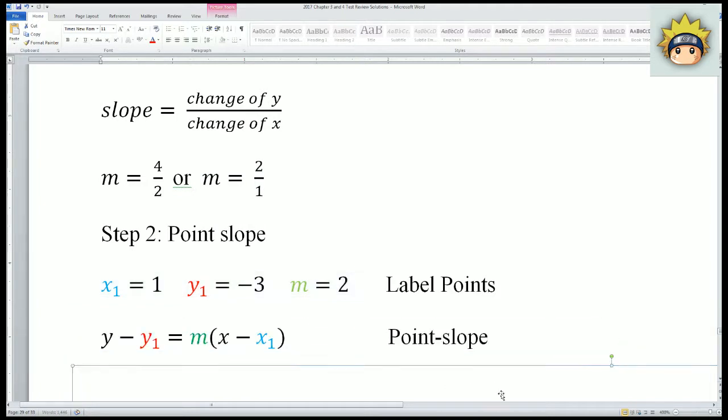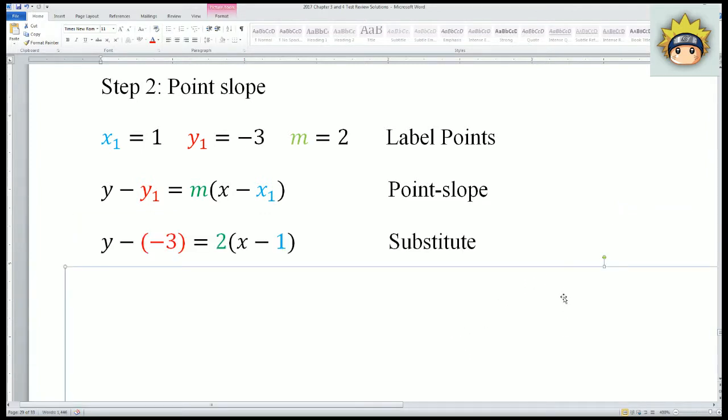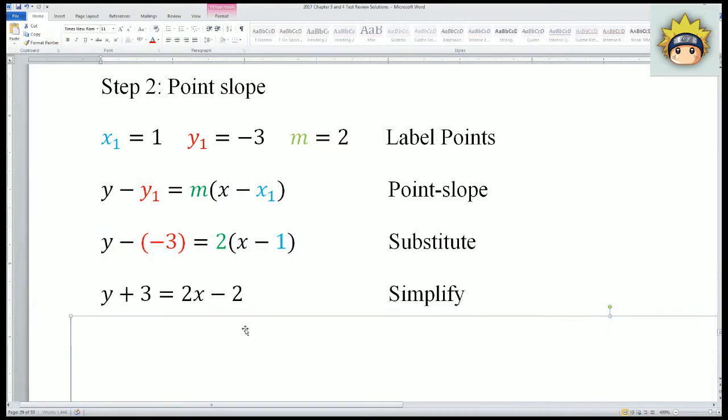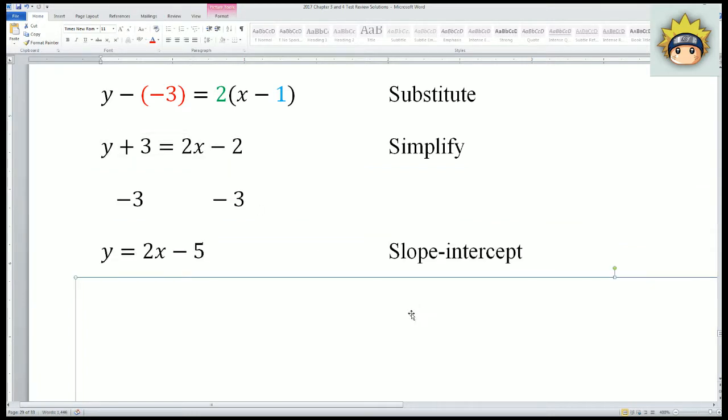I should write my equation: y minus y1 equals m parentheses x minus x1. That is the point slope equation. Make the substitution. y1 equals negative 3, m is 2, and x1 is 1. Notice how it's a minus and negative 3 here. Simplified, that just becomes y plus 3 equals 2x minus 2. I also distribute here as well. You want to subtract 3 from both sides to get y alone. You should have gotten y is equal to 2x minus 5.